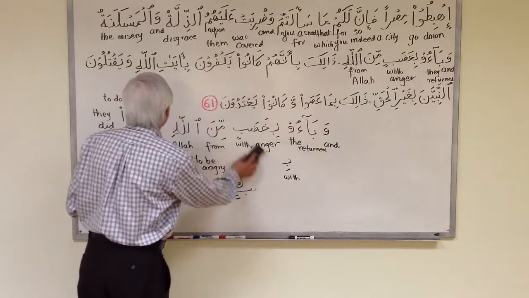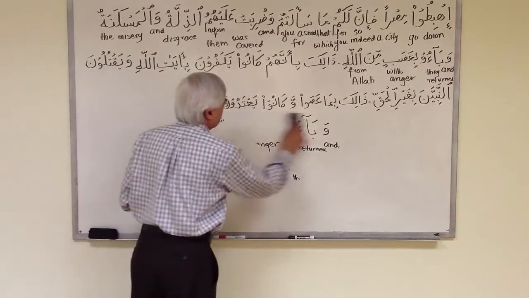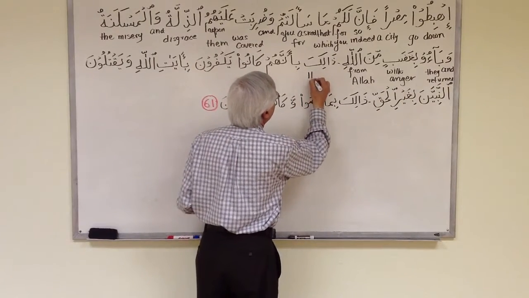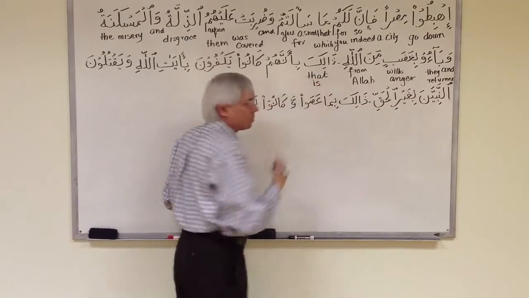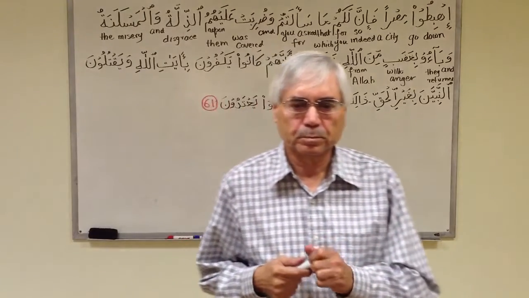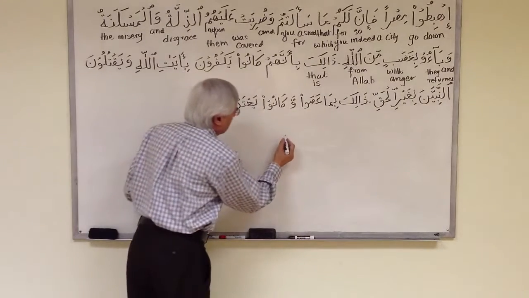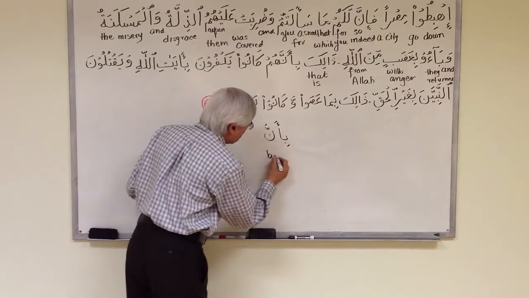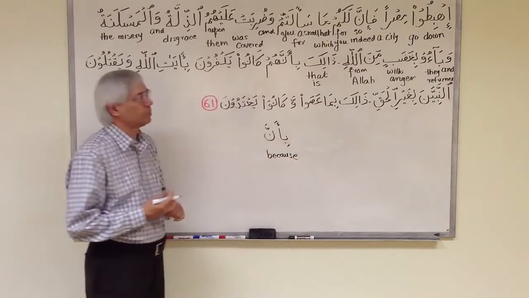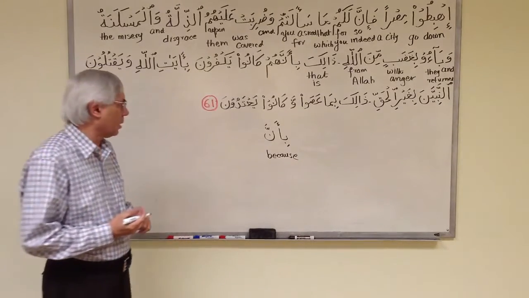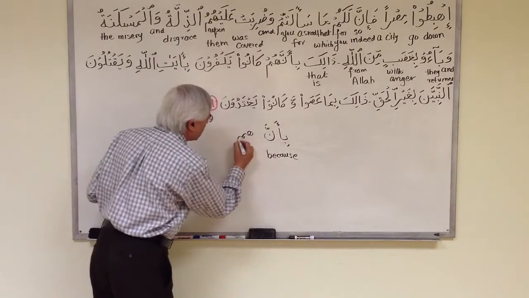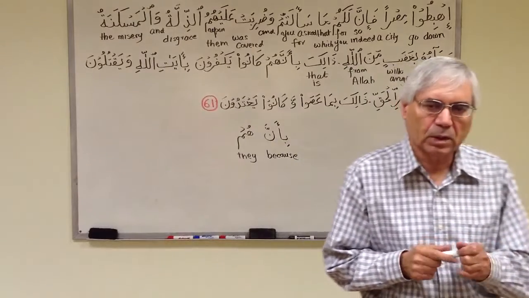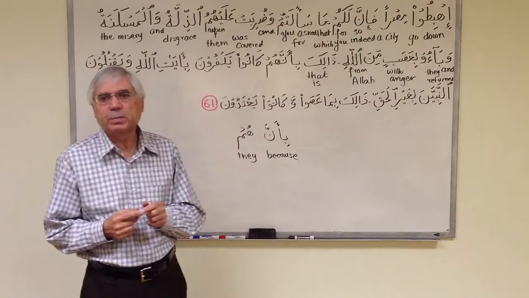So let's continue. The next word is Zalika. Zalika means that is, or such is. The next word, bi anna, can be translated as because. And bi annahum means because they. Hum means they. Because they. And they here is Bani Israel, children of Israel. Zalika bi annahum, that is because they.